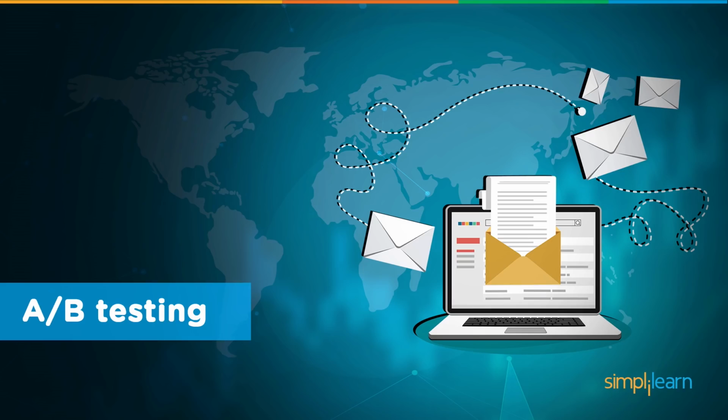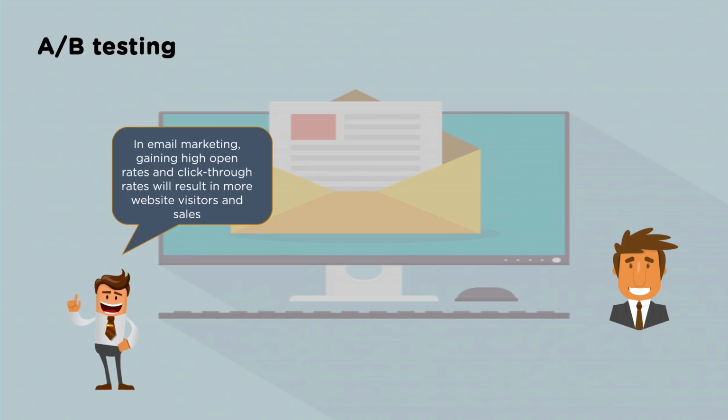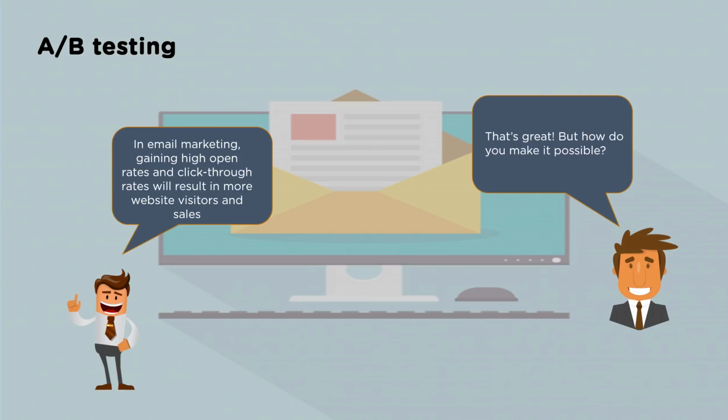So let's move into A/B testing. So A/B testing is key to email marketing. So in email marketing, gaining high open rates and click-through rates will result in more website visitors and sales. Okay. In theory, that's what's supposed to happen. We get more opens, we get more people to click. We get more people to click, we're going to get more people to purchase. Okay. But it's not as easy as it sounds. So how do we make that possible?